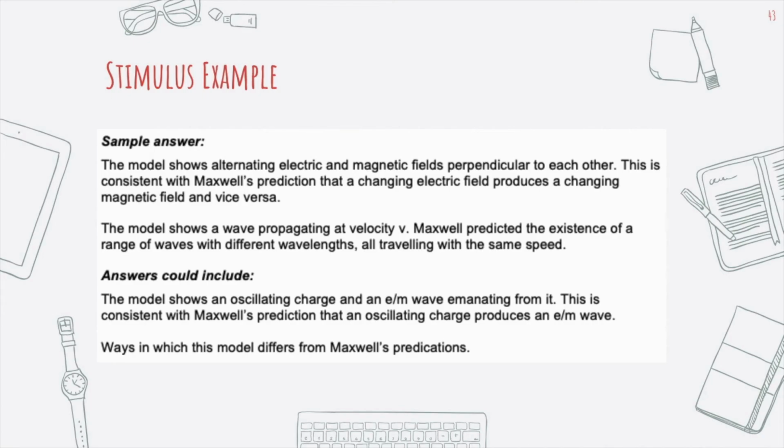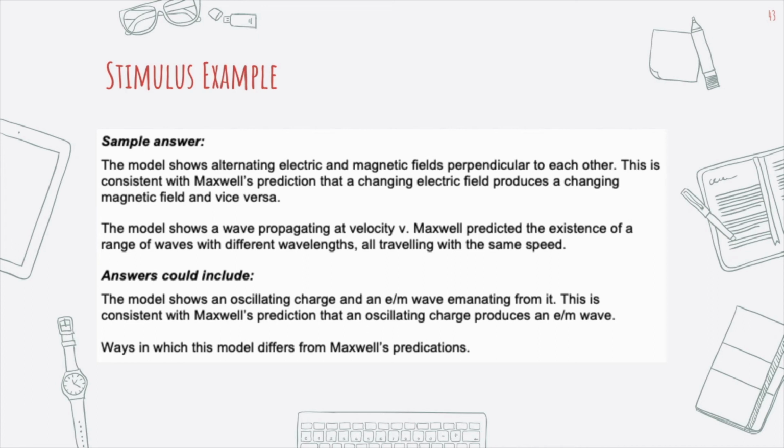Okay, and any lower than that, we're just looking at single predictions or single features of this model from the stimulus. So our sample answer shows that the model has an alternating electric and magnetic field acting perpendicular to each other. Now this is consistent with Maxwell's prediction that we identified earlier, where a changing electric field produces a changing magnetic field, vice versa. It also denotes that the wave is propagating with a velocity v, and we've tied that to Maxwell's prediction of the existence of waves in a spectrum all traveling with the same speed. Now you could also include the fact that the oscillating charge would result in an electromagnetic wave emanating from it, which is consistent with his prediction of the same nature.